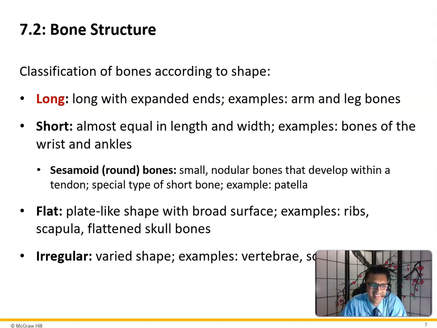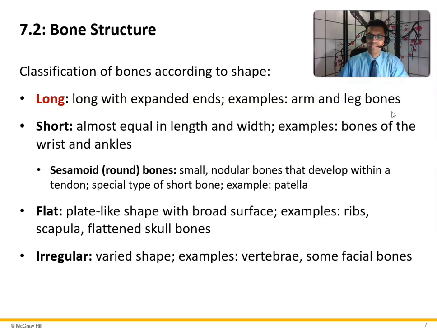Okay. Flat bones have a plate-like shape with a broad surface. Examples are your ribs, your scapula, and your skull bones. Those are flat. And irregular bones have different shapes. Your vertebrae, some facial bones are irregular. They don't really have a rhyme or reason for their shape or structure. That's why we call them irregular.